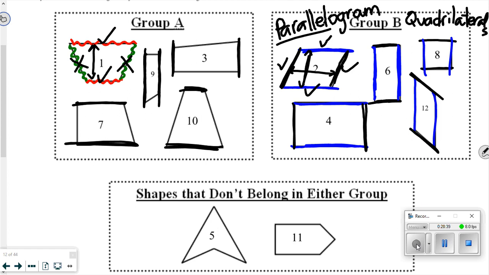Let's look at shape 11. I do see parallel sides on shape 11. Do you? So why does shape 11 not belong? We've been counting parallel sides. Why would that not belong? Heidi? Because it has 5 sides. What do we call a shape with 5 sides? We wrote it in our notebooks.